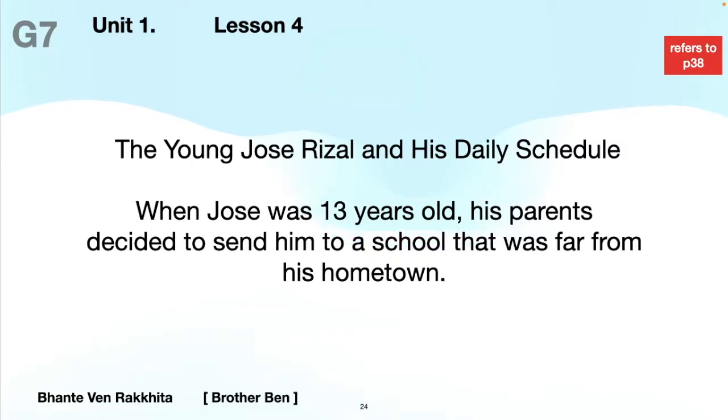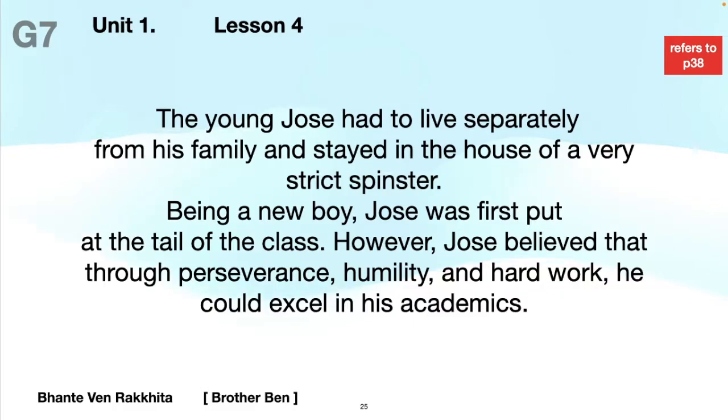The young Jose Rizal and his daily schedule. When Jose was 13 years old, his parents decided to send him to a school that was far from his hometown. The young Jose had to live separately from his family and stayed in the house of a very strict spinster. Spinster is an old lady who didn't marry. Being a new boy, Jose was first put at the tail of the class.